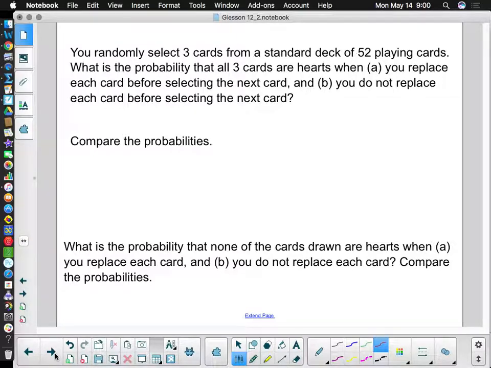Okay, if I replace the cards and I need to get 3 hearts, well, hearts are 1/4 of the cards. There are 13 out of 52 cards, so it's 13 out of 52 times 13 out of 52 times 13 out of 52, or 1/4 times 1/4 times 1/4, which is 1 out of 64. Okay. So the probability of drawing specifically 3 hearts is 1 out of 64. That's if I replace the cards, because every time, that's when they're independent events, with replacement.